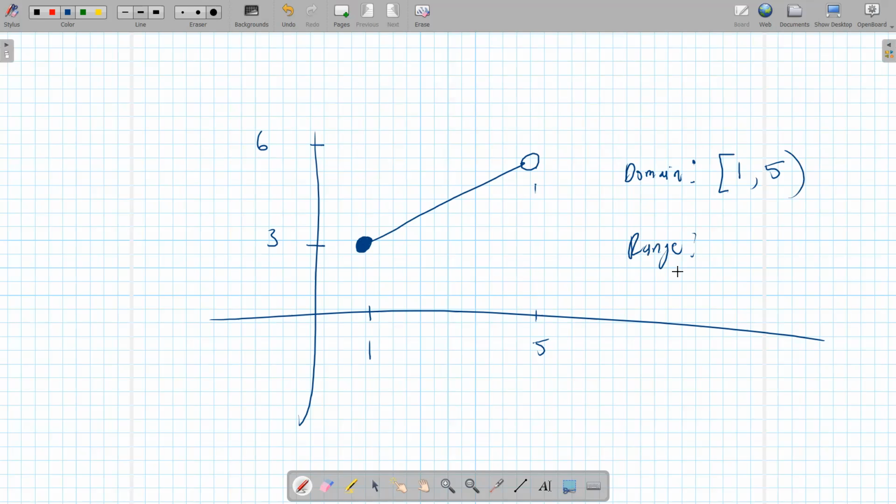3 to 6. Right, 3 to 6. Is 3 inclusive? Yes. So you put a square bracket there, and then you put a normal bracket on the other side. It looks a little bit wonky, but that's the notation, okay? Inclusive, exclusive. Cool.